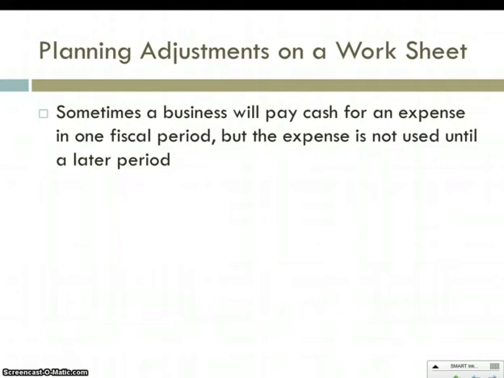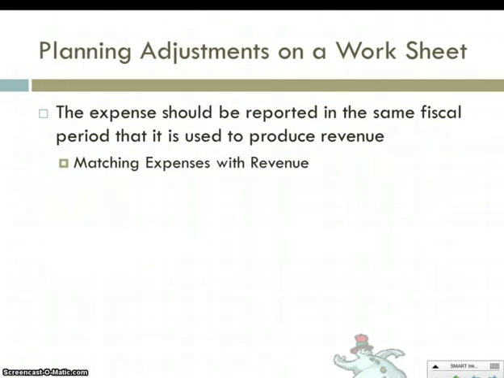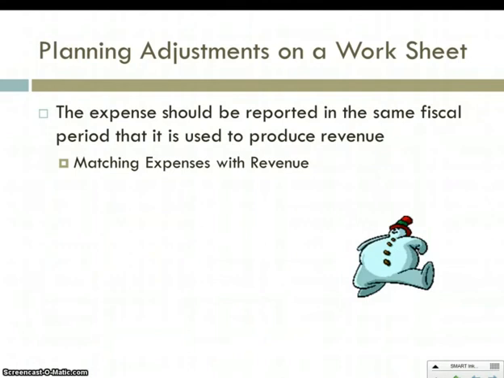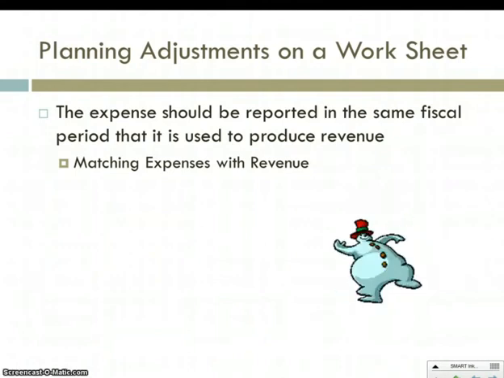Sometimes a business will pay cash for an expense in one fiscal period, but the expense is not used until a later period. Can you think of any examples? Two would be supplies and insurance. In a business, the expense should be reported in the same fiscal period that it is used to produce the revenue. This is the accounting concept known as matching expenses with revenue.